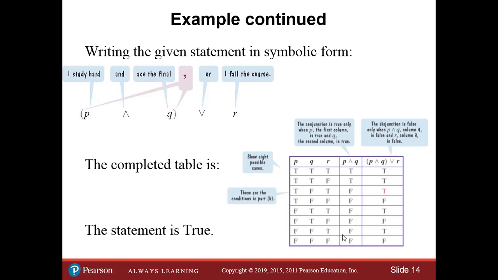Well, for part B, we want to find the row that has the same truth values. So true, false, true. So this is the row that we want. So under these truth values, this statement here is true.